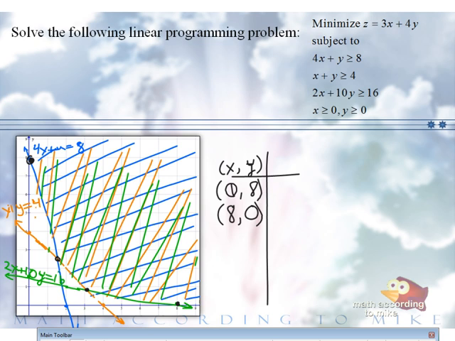So what does the blue and the orange line give you? The blue and the orange give you 4/3, comma, 8/3. And how about the blue, the orange and the green? Very good. It gives you 3, 1.